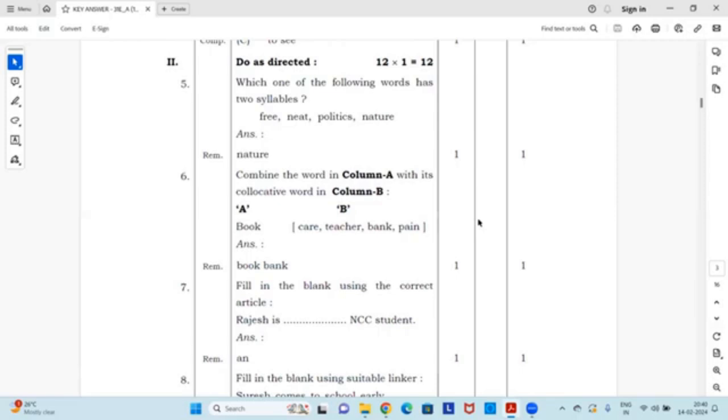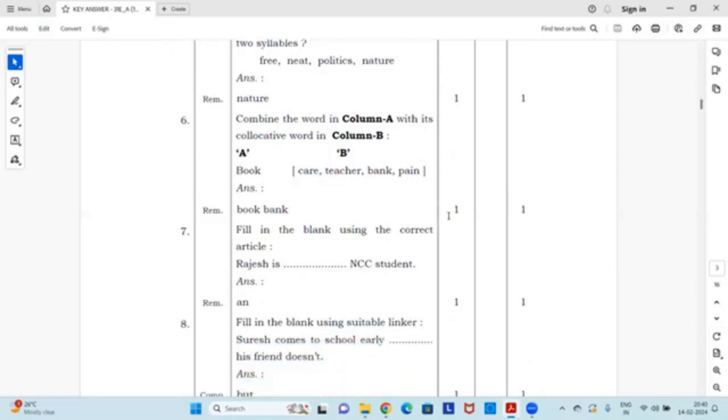Which one of the following words has 2 syllables? Free, neat, politics, or nature. Okay, where you have 2 sounds of syllables. So here it's the last word in the options, that is nature. Na and chur. There are 2 syllables used here.